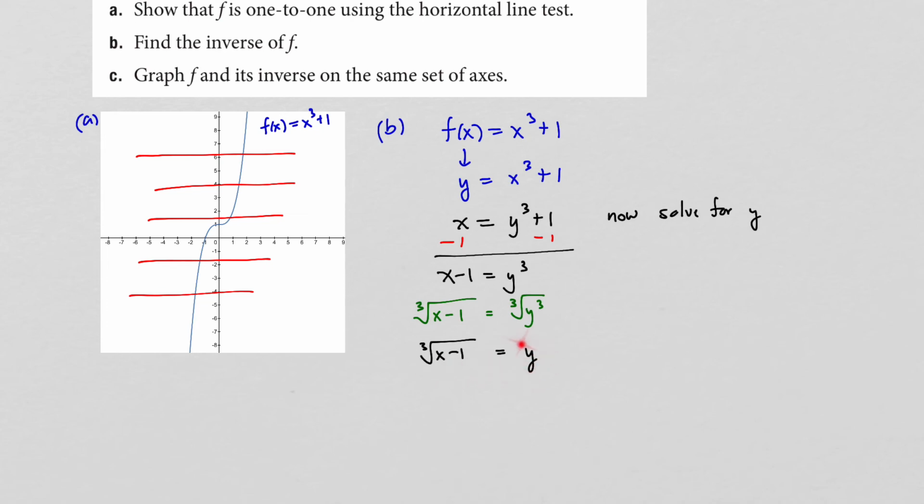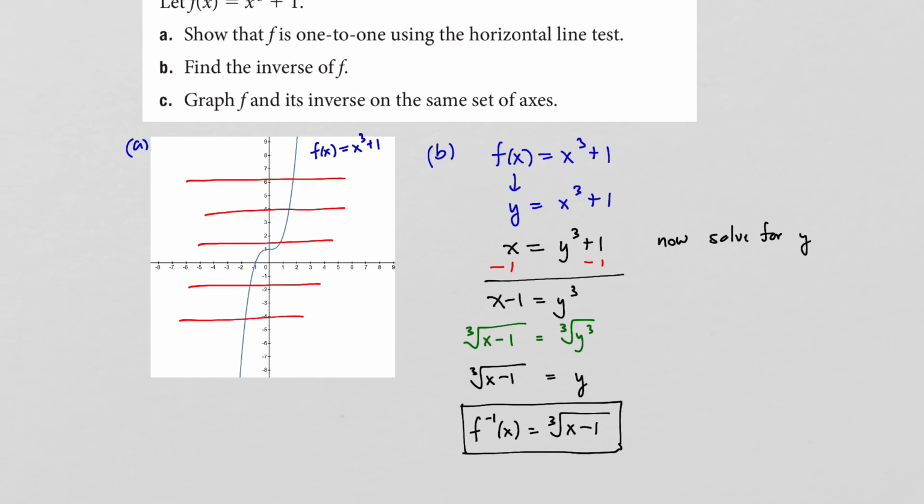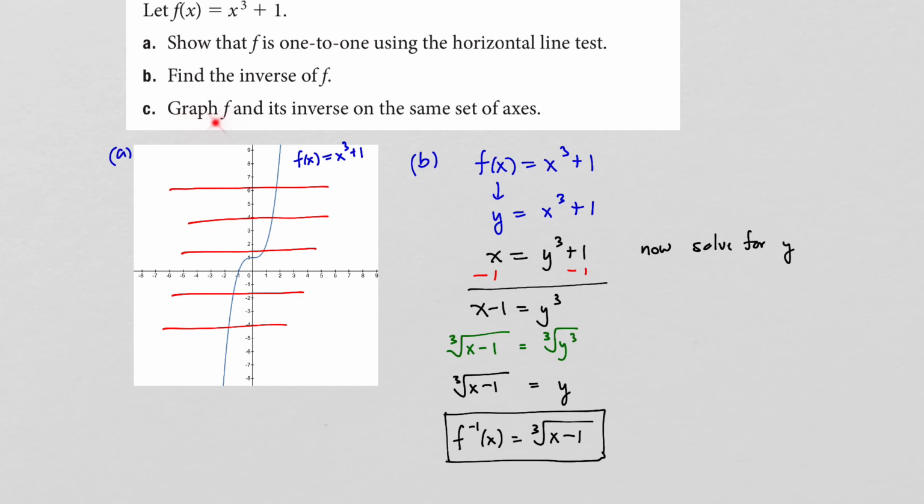So now we're just going to change the notation from y to f inverse of x equals the cube root of x minus 1. So this is our inverse function. Now for the third part, they want us to graph the function f and its inverse on the same set of axes. So let's bring in the graph of the inverse.